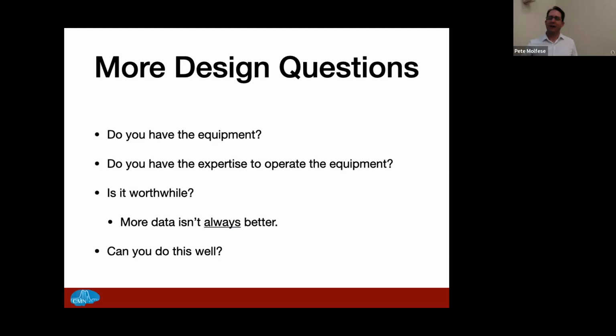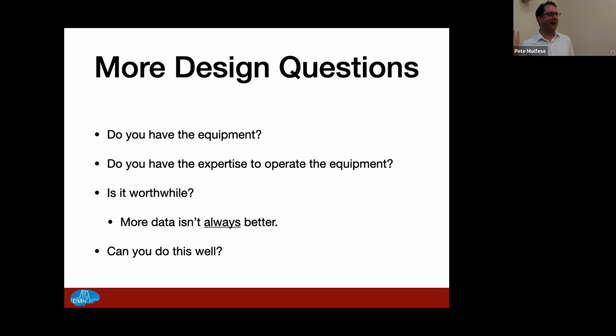So if you were starting out today, and Dan Handwerker did an awesome talk, if you were starting an fMRI experiment tomorrow, these are overlapping questions. If you're designing a multimodal experiment, do you have the equipment? You can't do simultaneous EEG MRI if you don't have either EEG or MRI, hopefully both. Do you have the expertise to operate that equipment? Is it worthwhile? Is the thing that you're studying shown in at least one of those modalities?